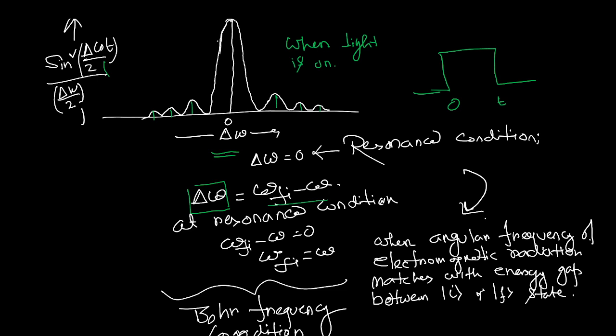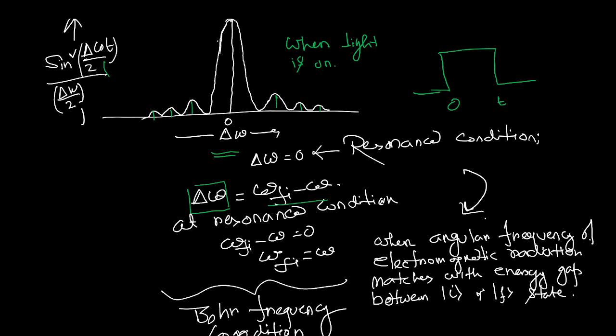Yeah, in that case it deviates. At that point resonance is not there, so there is a very weak transition and the modulation is very less. But at the resonating condition, the delta omega value goes to 0, and the sine square x by x square term will shoot up to 1.